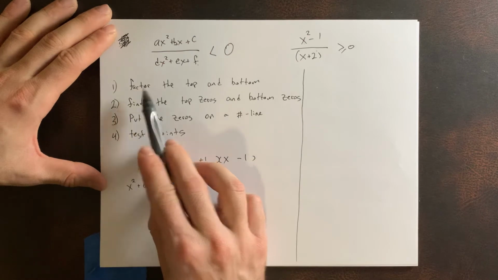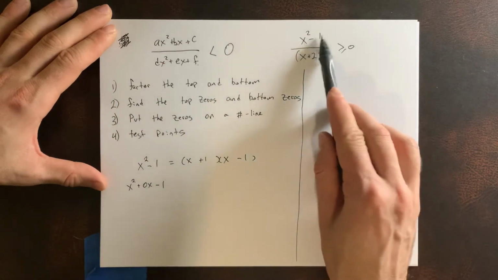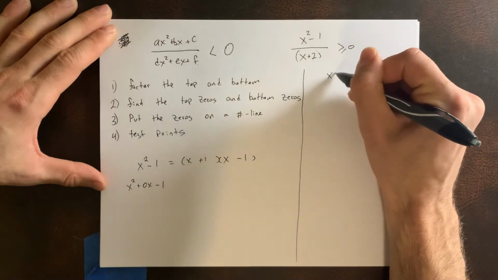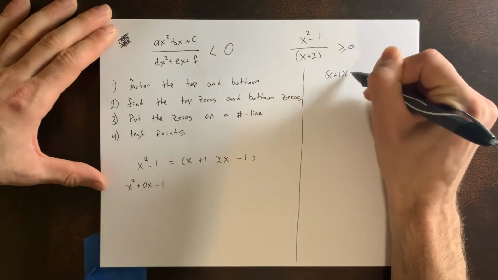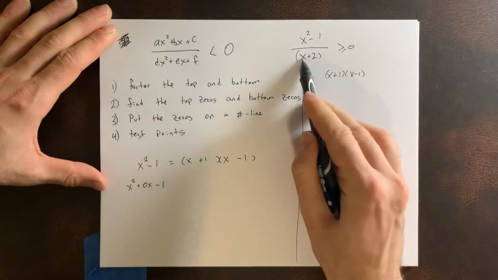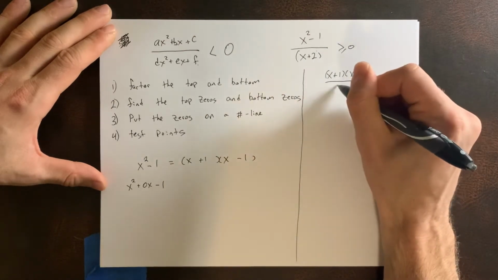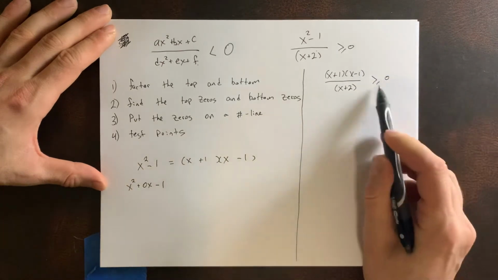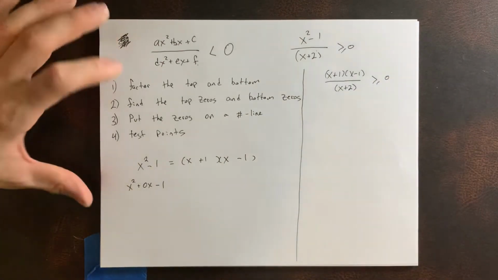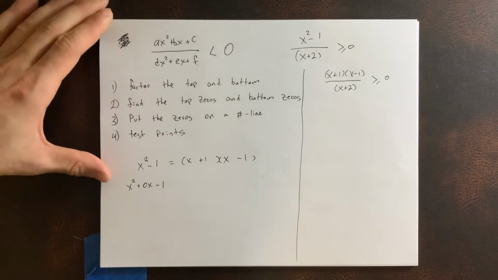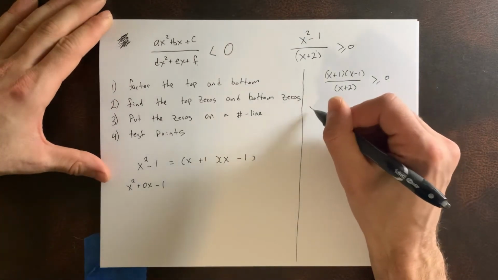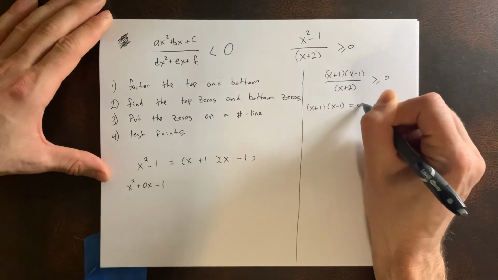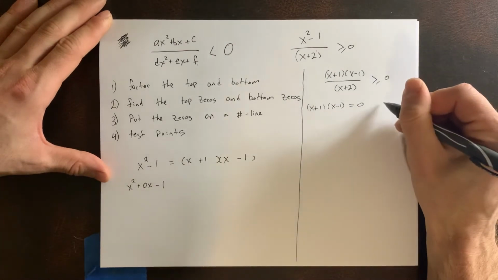So when the first step says factor the top and factor the bottom, we can factor this top as x plus 1, x minus 1. And then the bottom we can't factor. We're just going to leave it as x plus 2. Okay, and we still have bigger than or equal to 0. So there's the first step. The second step is to find the top and bottom zeros. So that means we just take our top, x plus 1, x minus 1, set it equal to 0, and we take our bottom and set it equal to 0.